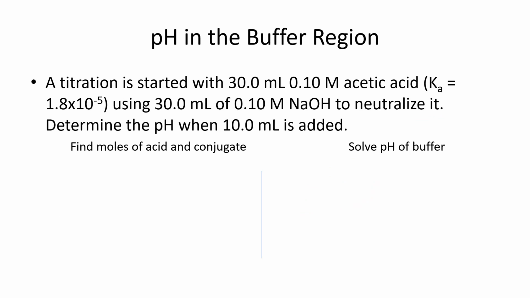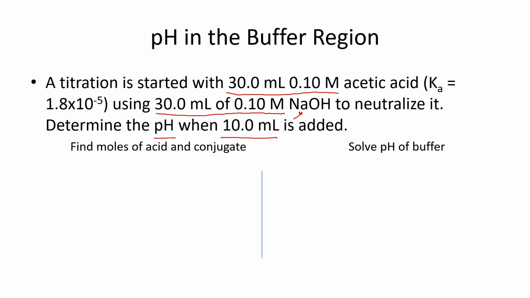So working out a pH in the buffer region is, first off, you have to recognize that you're in the buffer region. In this question, you're given 30 milliliters of 0.1 acetic acid, and it can be neutralized with 30 milliliters of the same concentration of base. It's asking what the pH is when 10 milliliters of this base is added. 10 milliliters is well before the 30, so you're not neutralized. You're somewhere in that region where it's partially neutralized, which means you have a buffer.